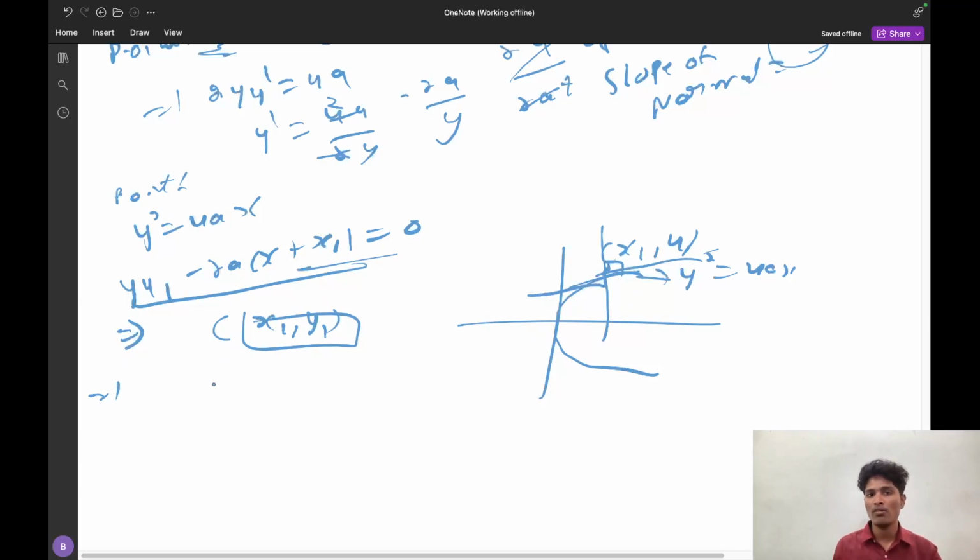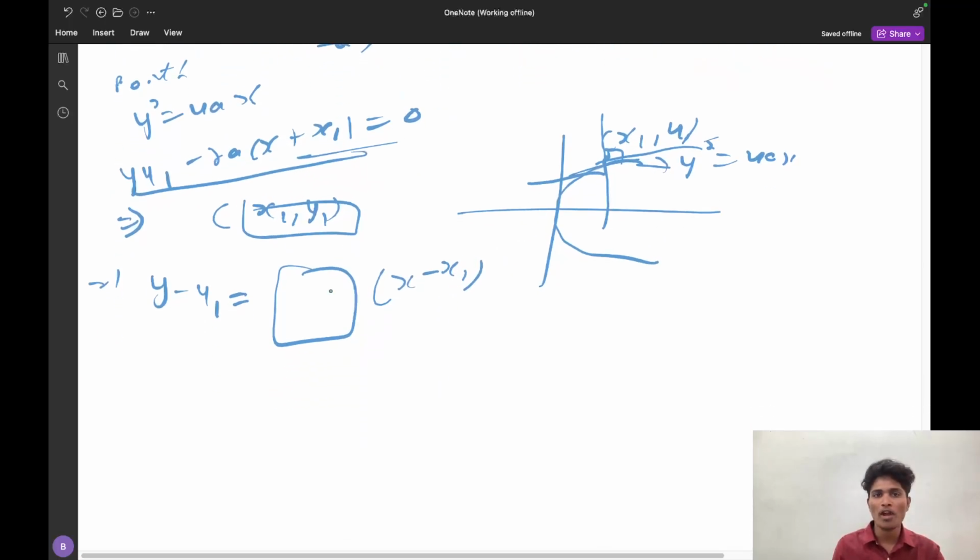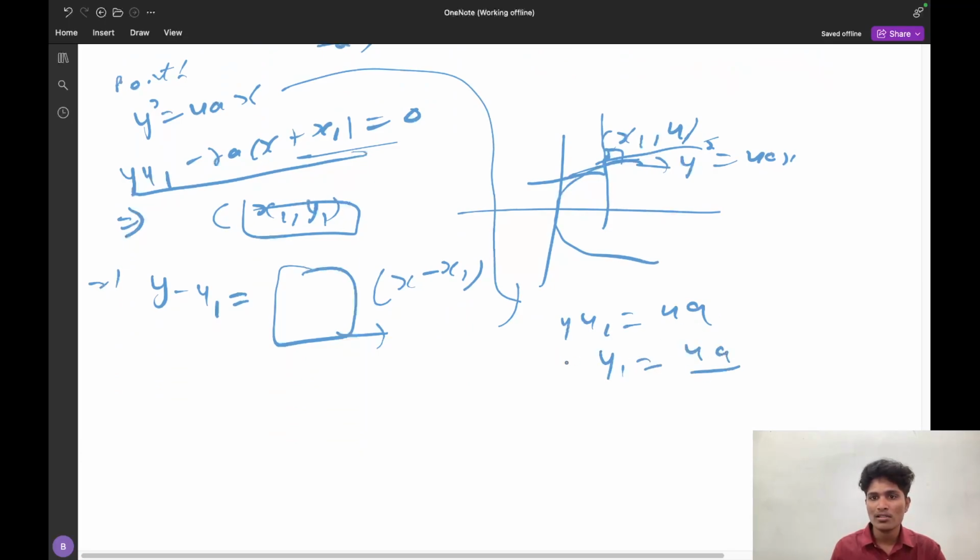So what can we do? We can use the equation y minus y1 is equal to slope of normal into x minus x1. And when the slope of the normal is found, we can apply it here. What is the slope of the normal? By using this equation, y square is equal to 4ax, differentiating, y dash is equal to 4a by 2y, the 2 will get cancelled, 2a by y1 when I substitute the point y1.